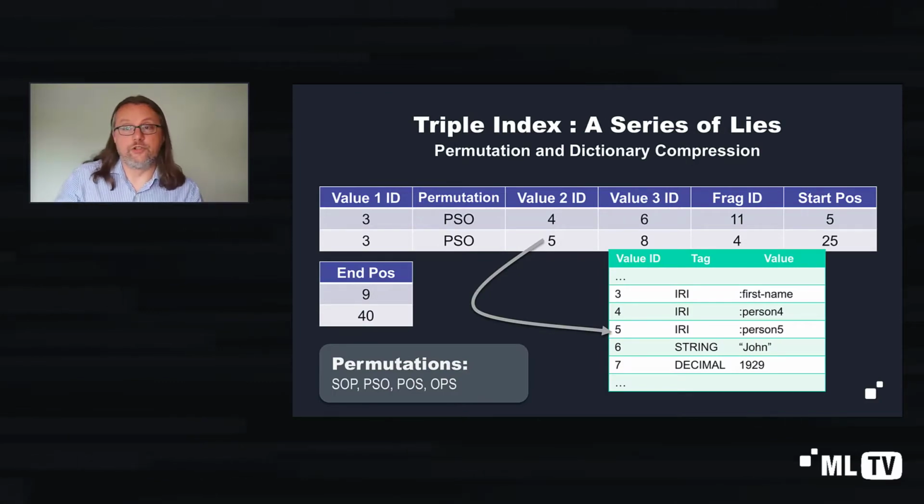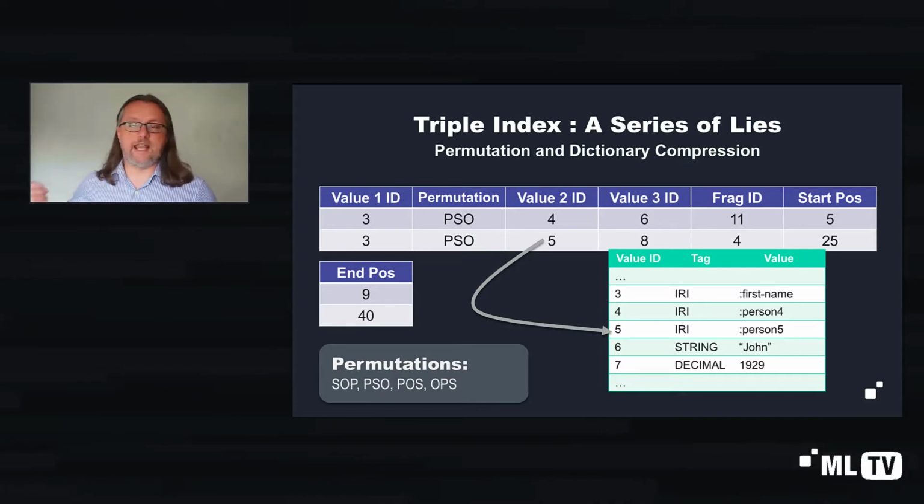So, slightly closer to the truth, deeper into the abstraction. One thing to note is that we don't actually store the values in the index. We store a value ID and the values are stored separately. That's called dictionary compression, where the values are taken out and stored once and their ID is used instead.